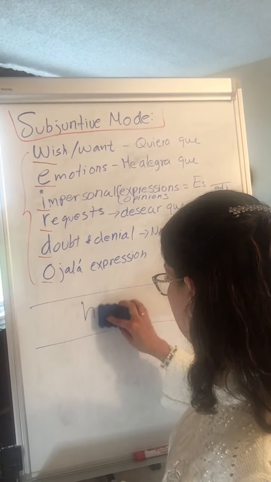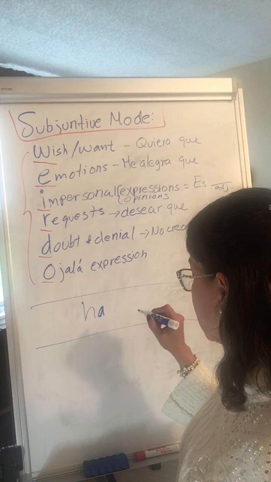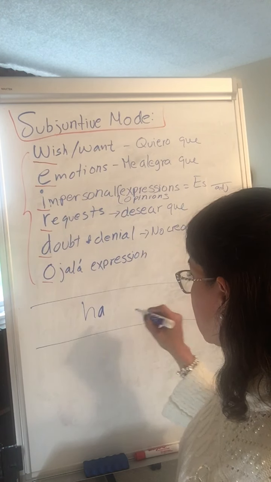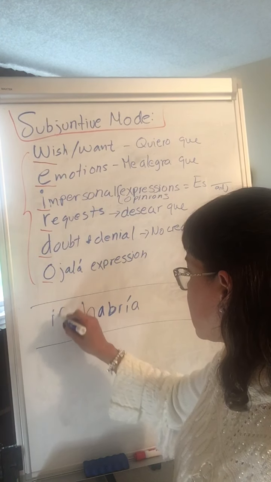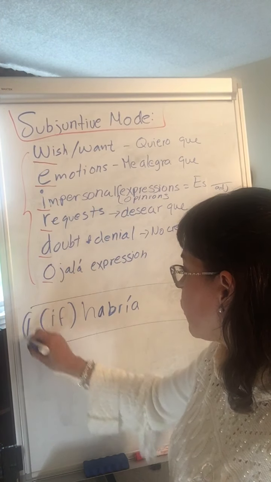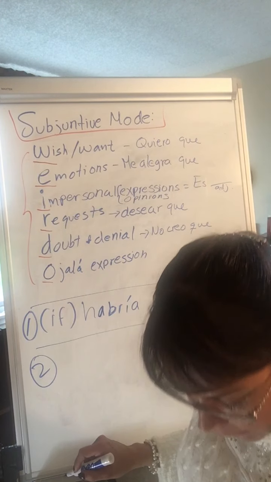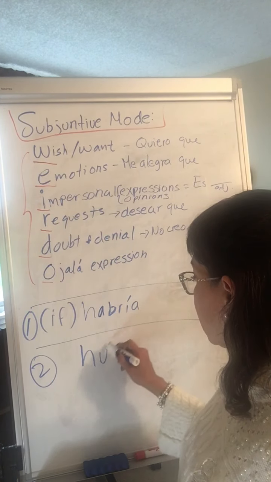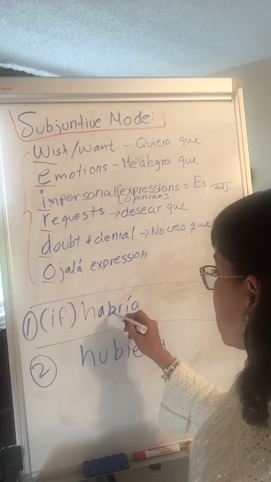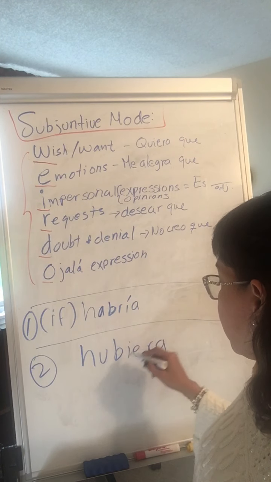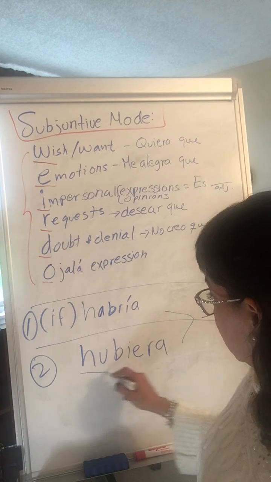And we're gonna use this, the imperfecto del subjuntivo, when we use it with the if sentences, we say habría, ¿no? But there is another way to say it, which is hubiera. I like to use hubiera a lot, and I actually use hubiera for almost everything. Even sometimes I substitute habría for hubiera, but this means the same.